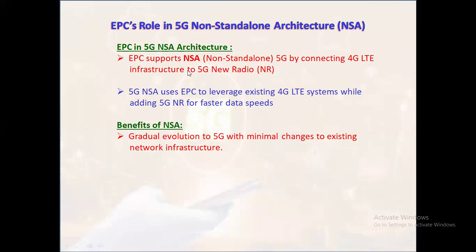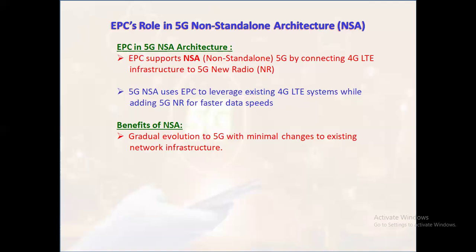The 5G NSA uses EPC, leveraging existing 4G LTE systems while adding 5G NR for faster data speeds. In the 5G non-standalone, 5G NSA, architecture, the evolved packet core is used to integrate the existing 4G LTE infrastructure with 5G new radio technology. This allows mobile operators to offer enhanced data speeds and reduced latency without completely overhauling their network infrastructure.